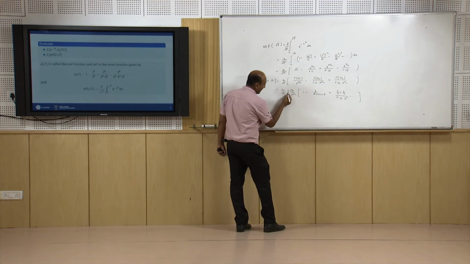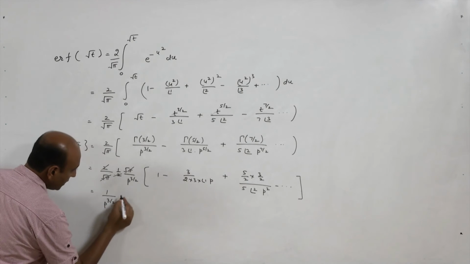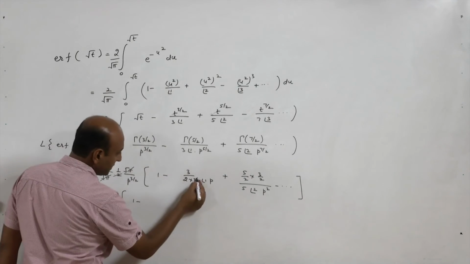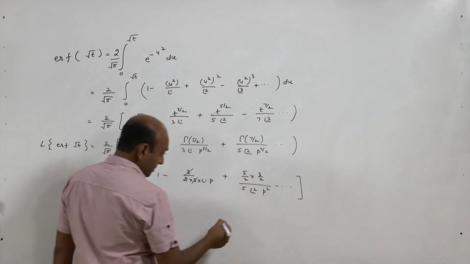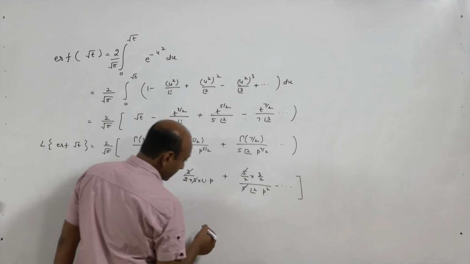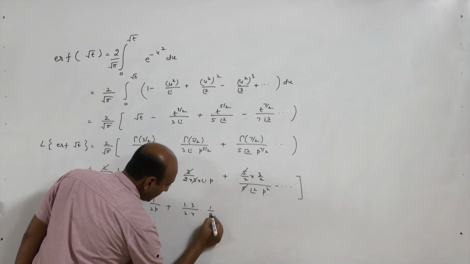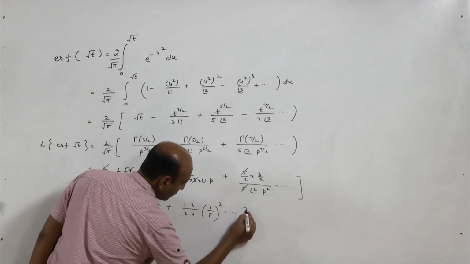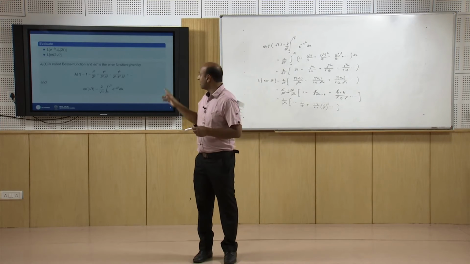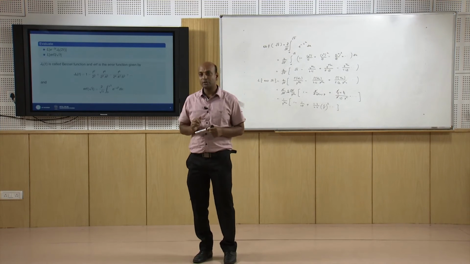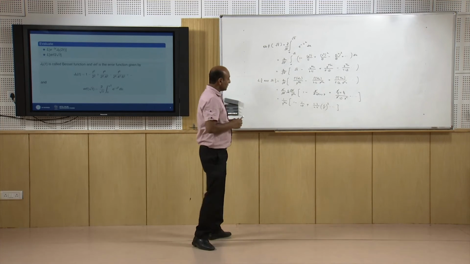Now again let us simplify this expression. 2 cancels out, this cancels out, 1 upon p to the power 3 by 2 and it is 1 minus, this 3 cancels out, so it is 1 minus 1 by 2p plus, this 5 cancels out, it is nothing but 1 into 3 upon 2 into 4 upon (1 by p) whole square and so on. So it is the same expression which we arrived at in the derivation of the Bessel function J naught t.